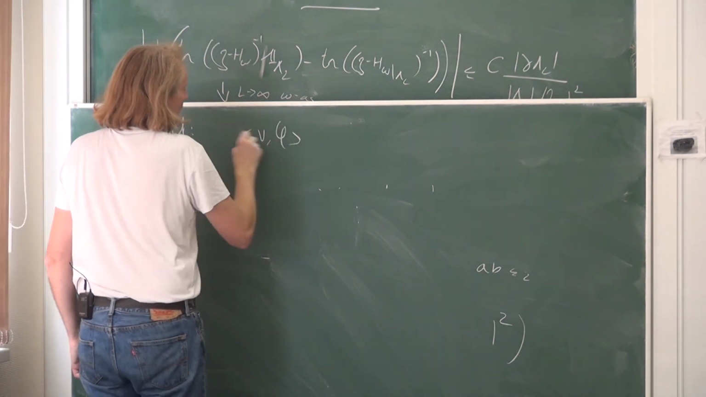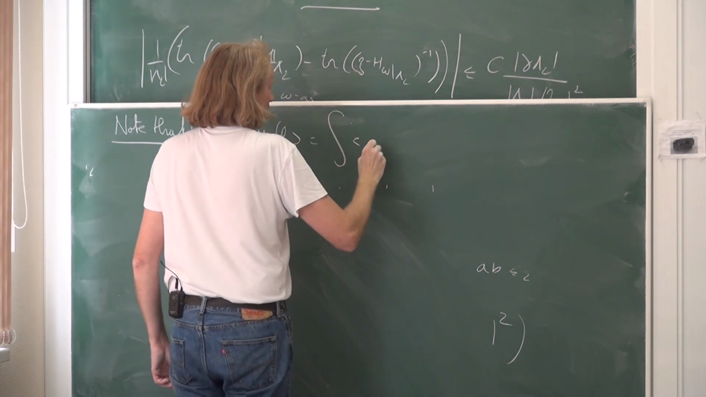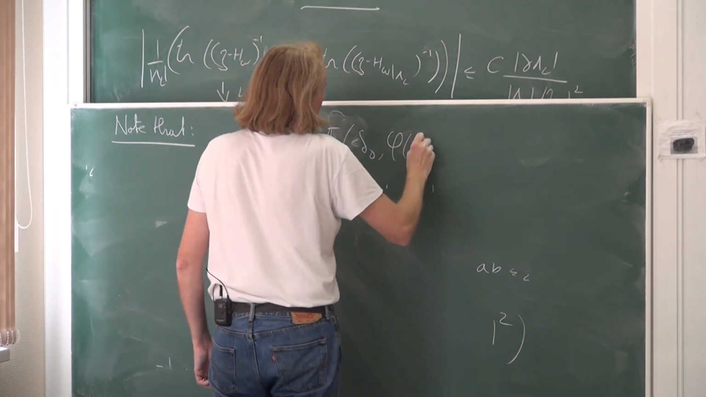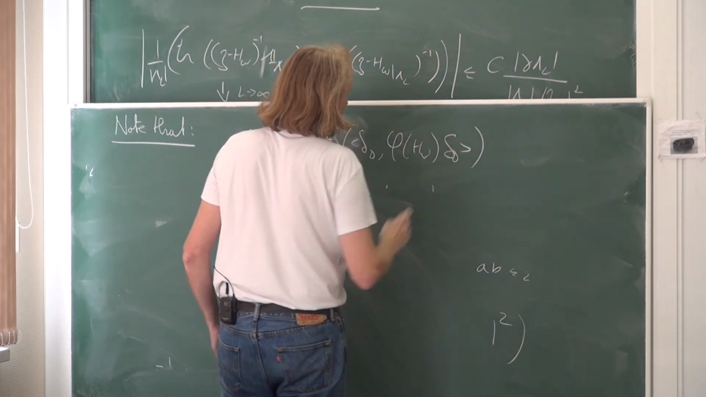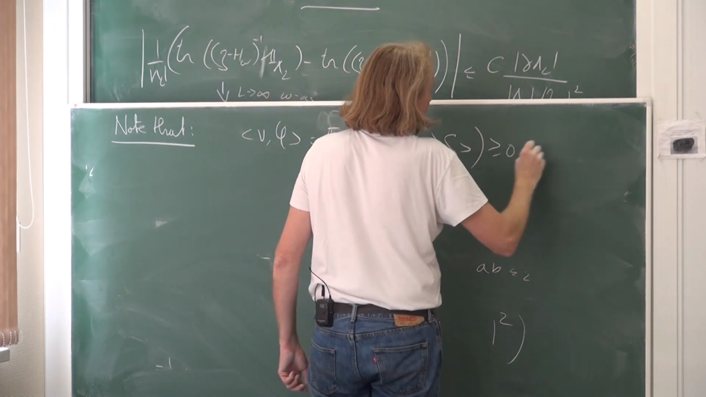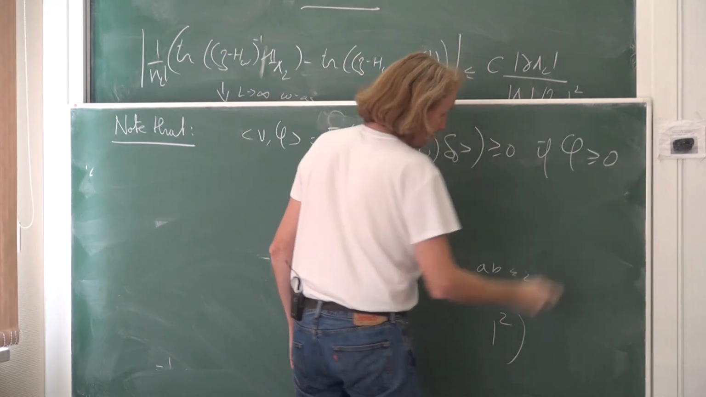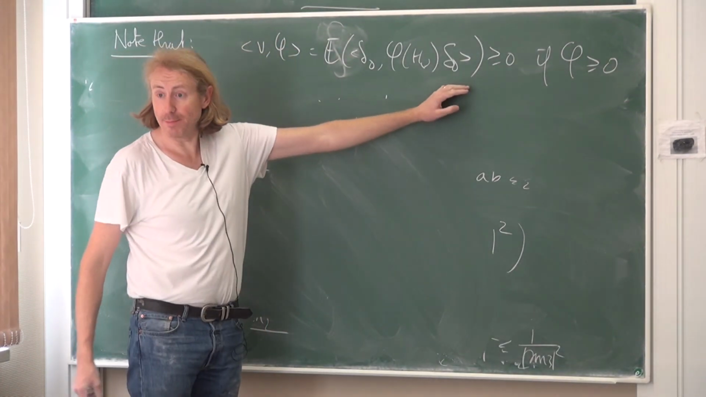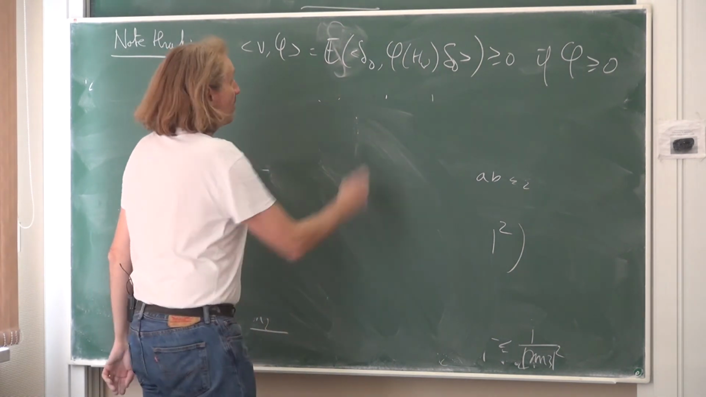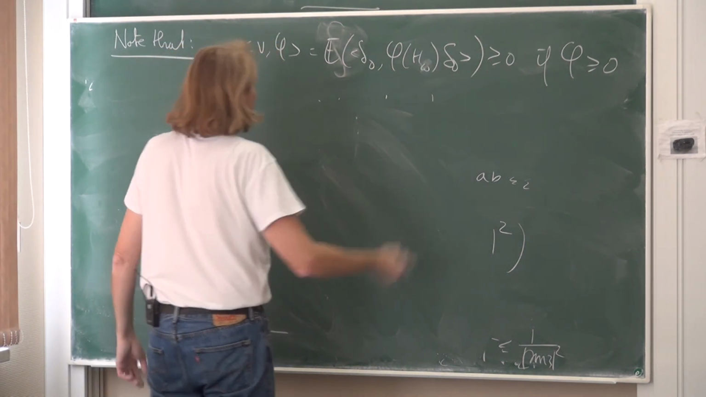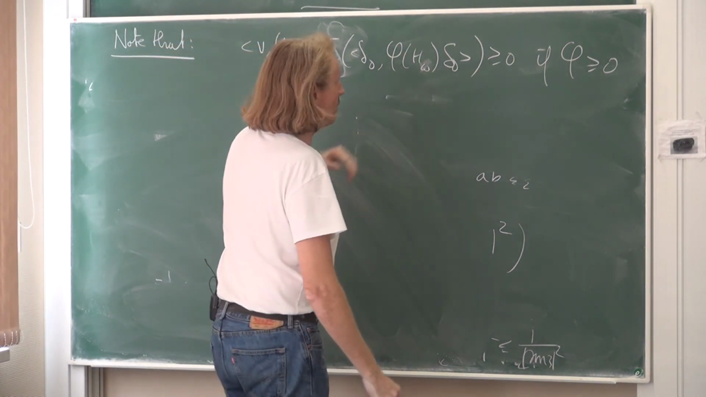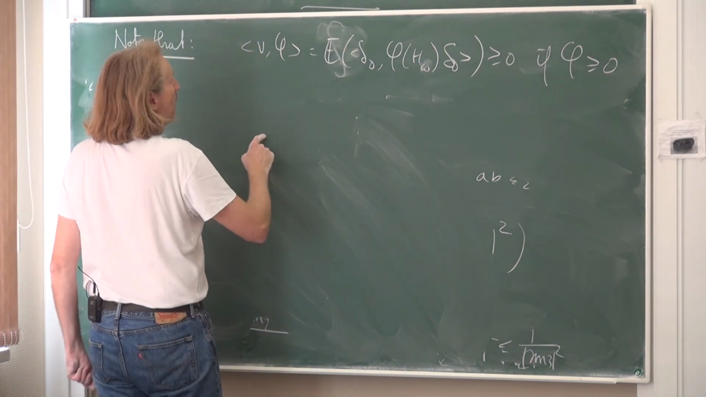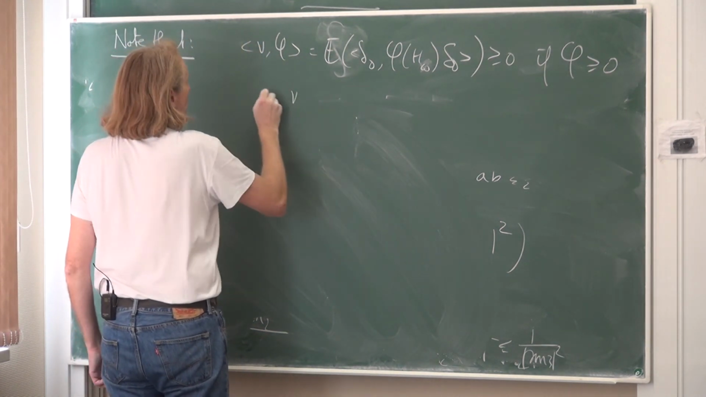Nu applied to phi is the expectation of delta 0, phi of h omega, delta 0, right? And it is positive if phi is positive, obviously from this formula. Right? Phi is positive, this is a positive operator, so if you take this scalar product, it's positive. Take the expectation, it stays positive. And what does this tell you? It tells you the following thing. It tells you that nu is a positive measure.